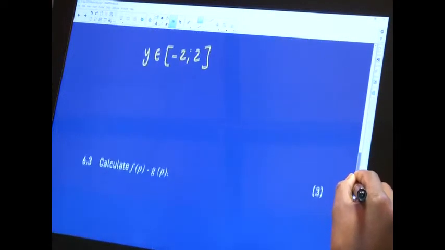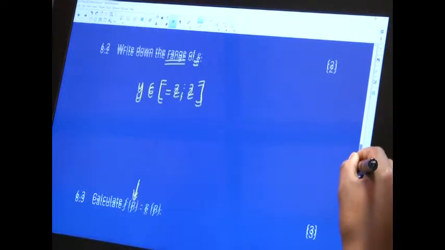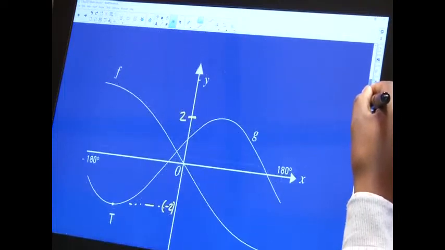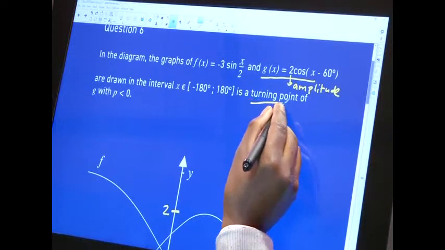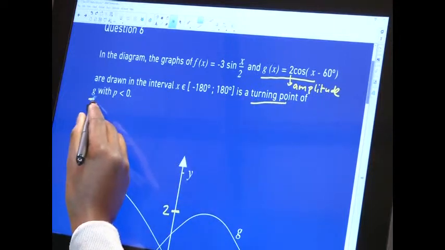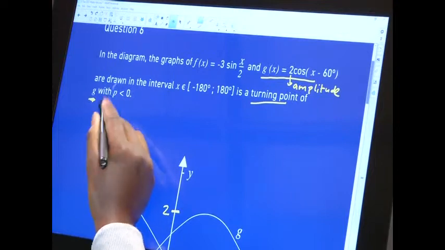Okay, next question says calculate f of p minus g of p. Now, what is p? P is the x-coordinate of the turning point. Which one? The one that is on the left. According to the question, we were told that there's a turning point on the graph of g. And P is going to be the x-coordinate of that turning point.